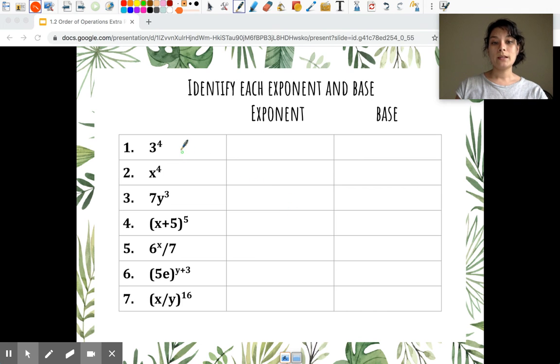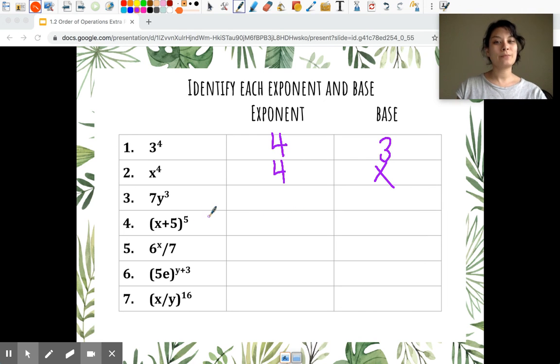For number 1, the exponent is just going to be that little number. So my exponent for this one, let me change to a darker color, is going to be 4. And my base, which is that larger number, is going to be 3. Let's try number 2. So my exponent, again, is going to be that little number in the corner. Here it's 4 again. And my base in this example is just going to be x. So your base can be a variable.